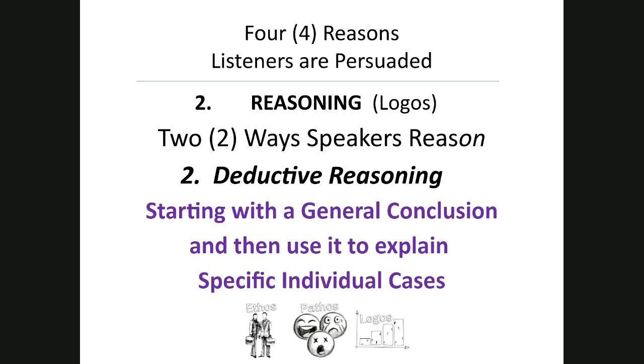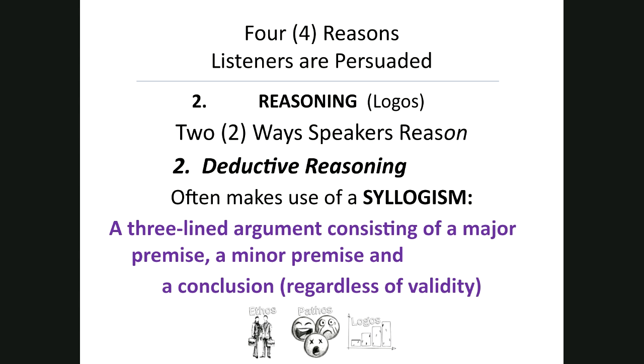Deductive reasoning, on the other hand, starts the opposite way, with a general conclusion. And then you use that conclusion to explain specific individual cases. Now, when we are using deductive reasoning, we often make use of what's called a syllogism. This is a 3-lined argument consisting of a major premise, a minor premise, and a conclusion, regardless of the validity of these 3-lined arguments.